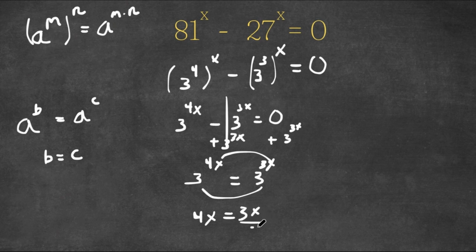So now if I divide by 3 on both sides, I get 4 over 3x is equal to x, meaning the only value that would fit this would be 0. So x is equal to 0.